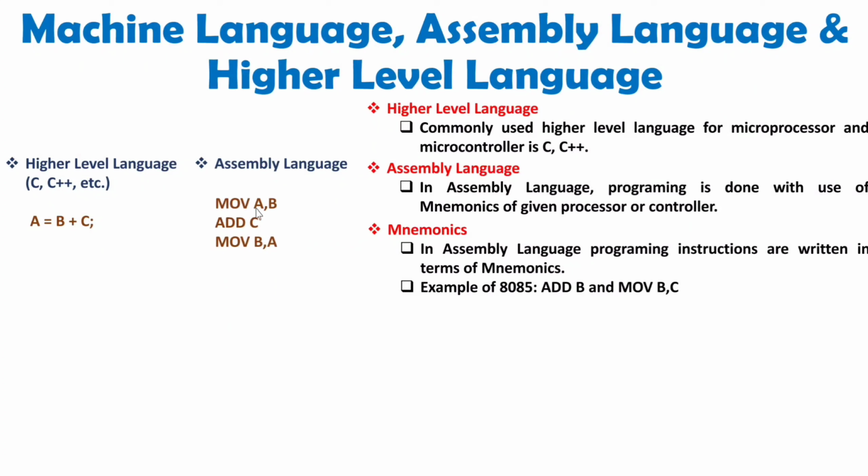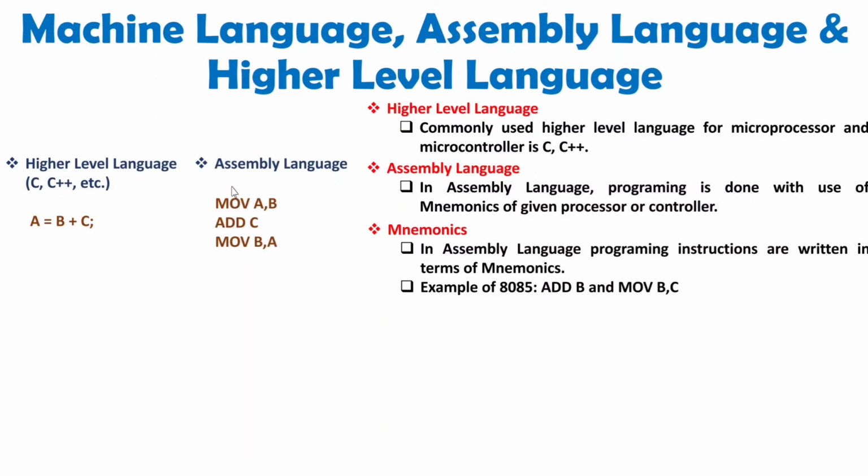You see MOV A, B is written. What does it mean? B is going inside A. After that ADD C is written. What does it mean? C will get added with A and the answer will get stored in A. After that again I have written MOV B, A. What does it mean? A will get transferred into B. That is how we are writing instructions by mnemonics, and this is what you can call assembly language. These assembly language mnemonics are different for different microprocessors and microcontrollers. Here we are talking about the 8085 microprocessor, so these are the mnemonics which are available.